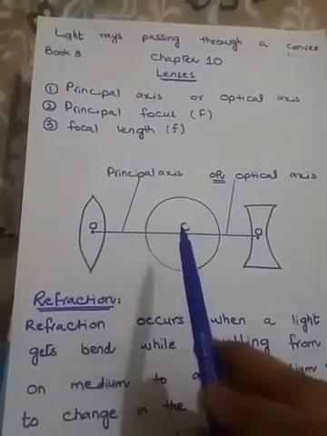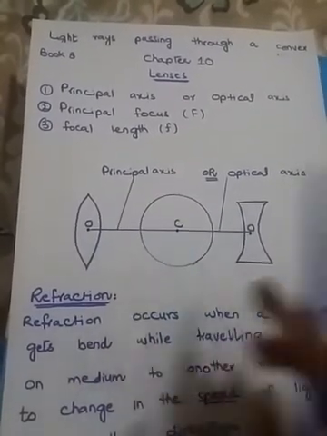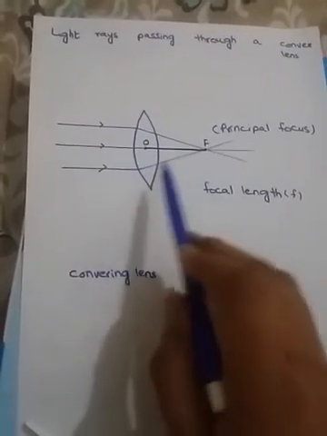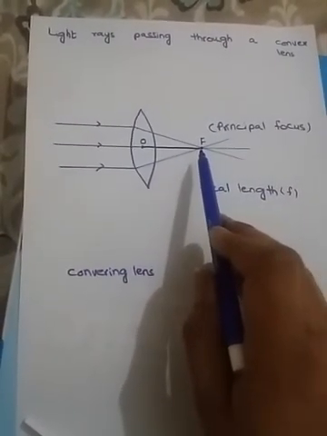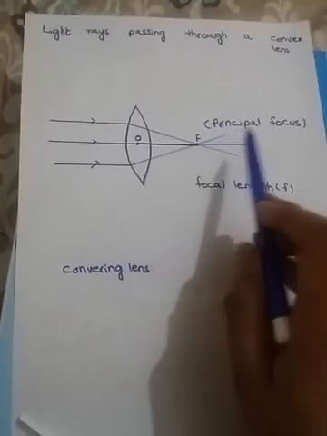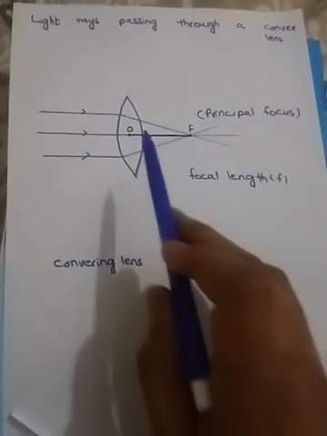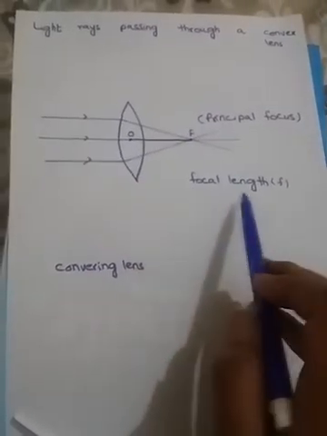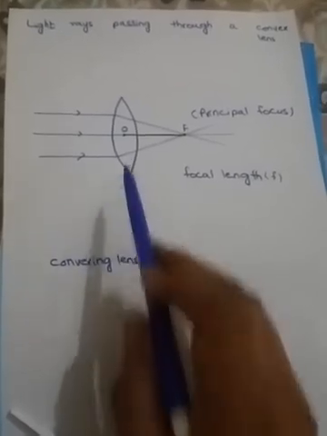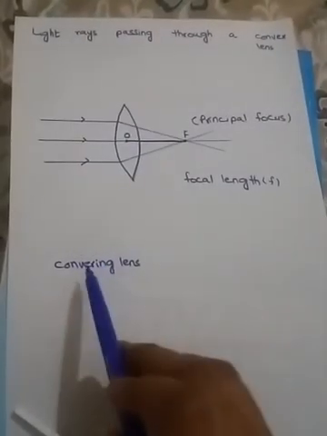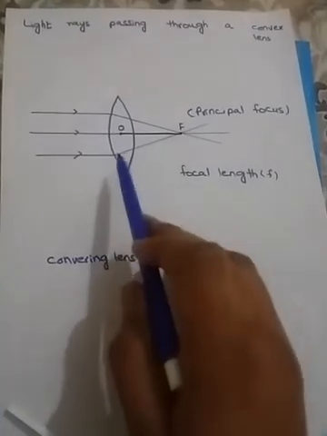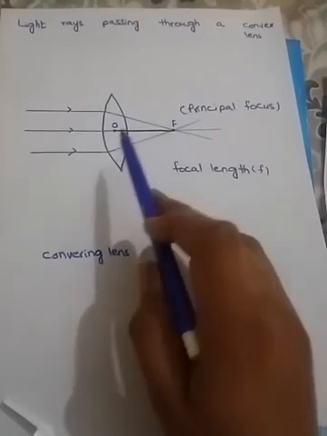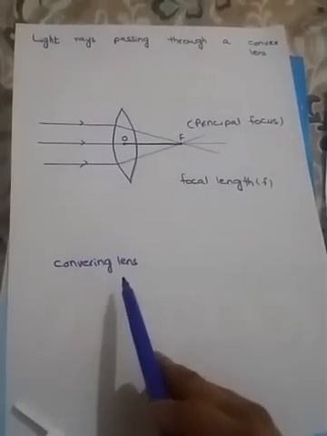Principal axis is the distance between optical center and center of curvature. Principal focus is when the light rays meet at a point after refraction, this point is called principal focus. Number 3 is focal length. The distance between optical center and principal focus is called focal length. And what is another name of the convex lens? Converging lens. Why? Because the light rays after refraction converge at a point, meet at a point. That is why this lens is also known as converging lens.